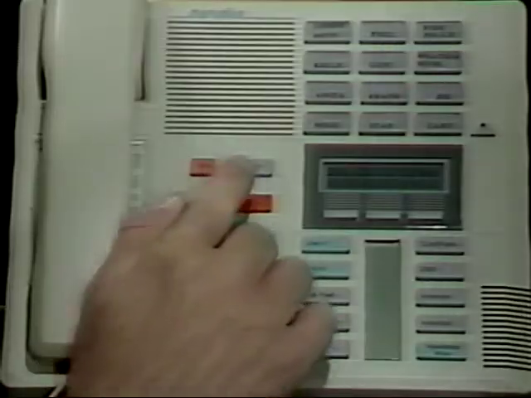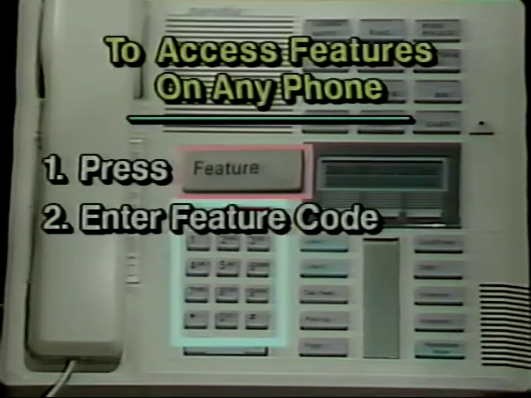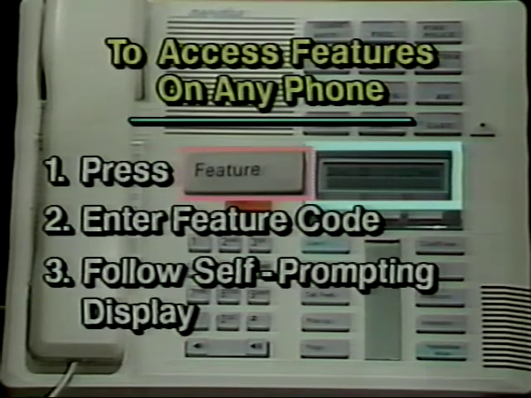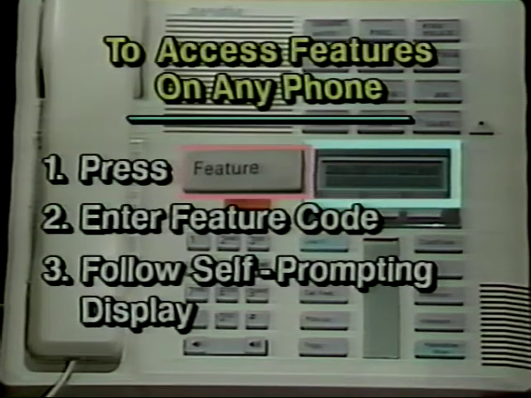You'll notice as we go along that all features on any Norstar product are accessed by pressing the feature button, then dialing the appropriate feature code, and then following the instructions on the self-prompting display. Once you've learned this three-step process, all Norstar features are right at your fingertips. Now, let's set the volume of your ring. Take a look at your user card and follow the instructions for volume control.